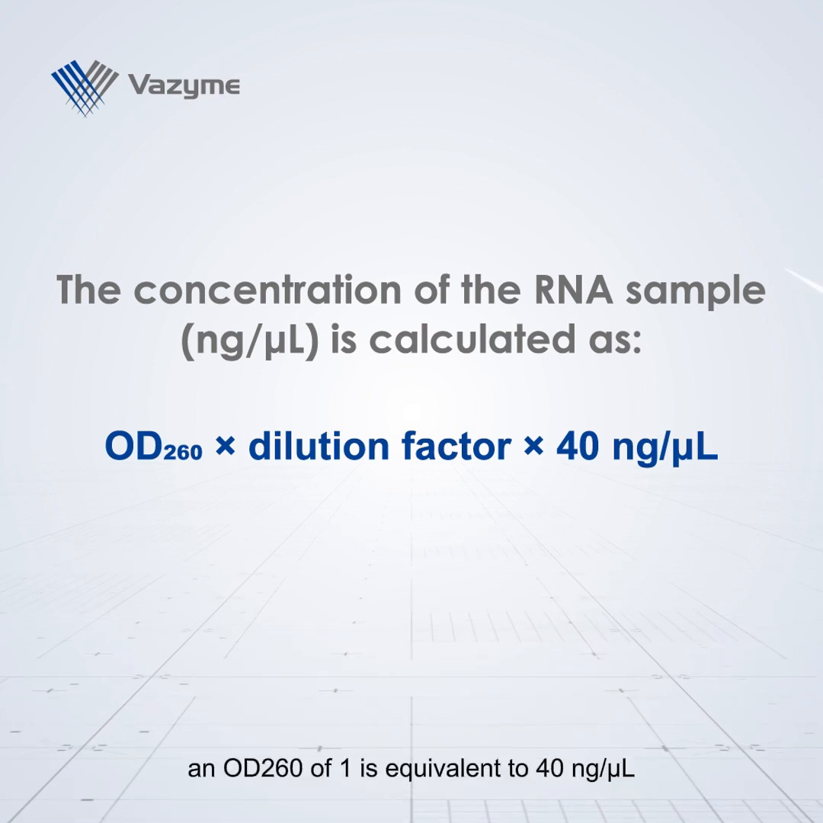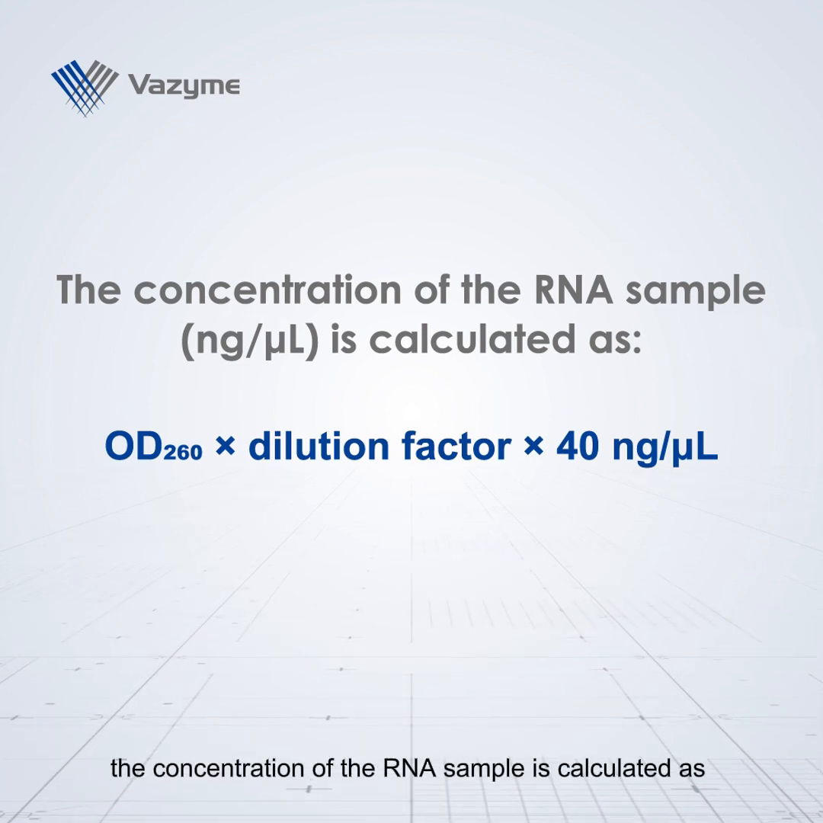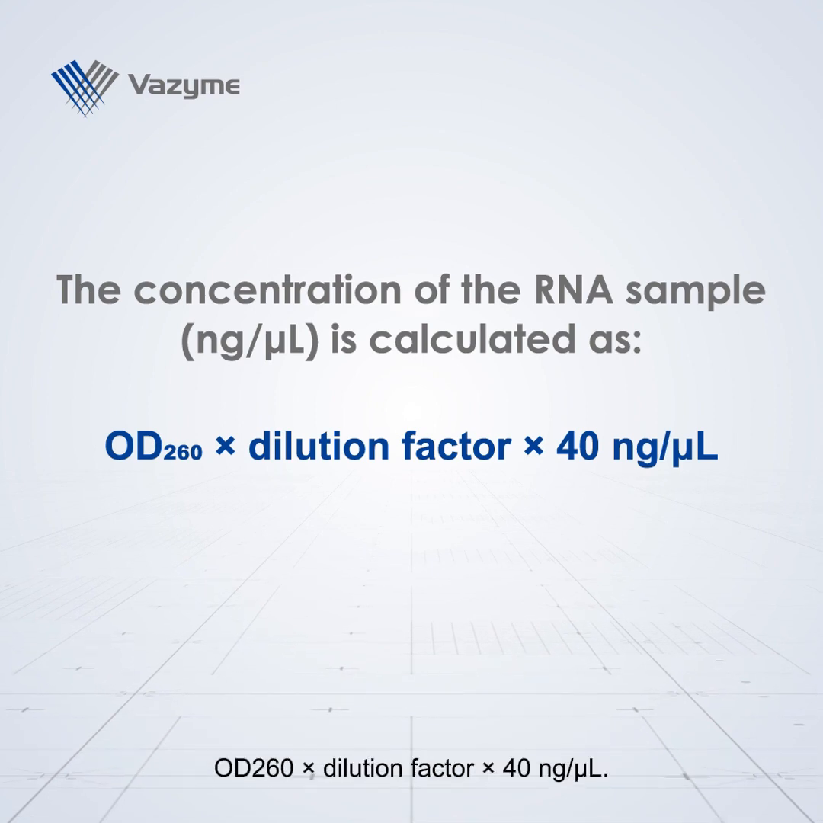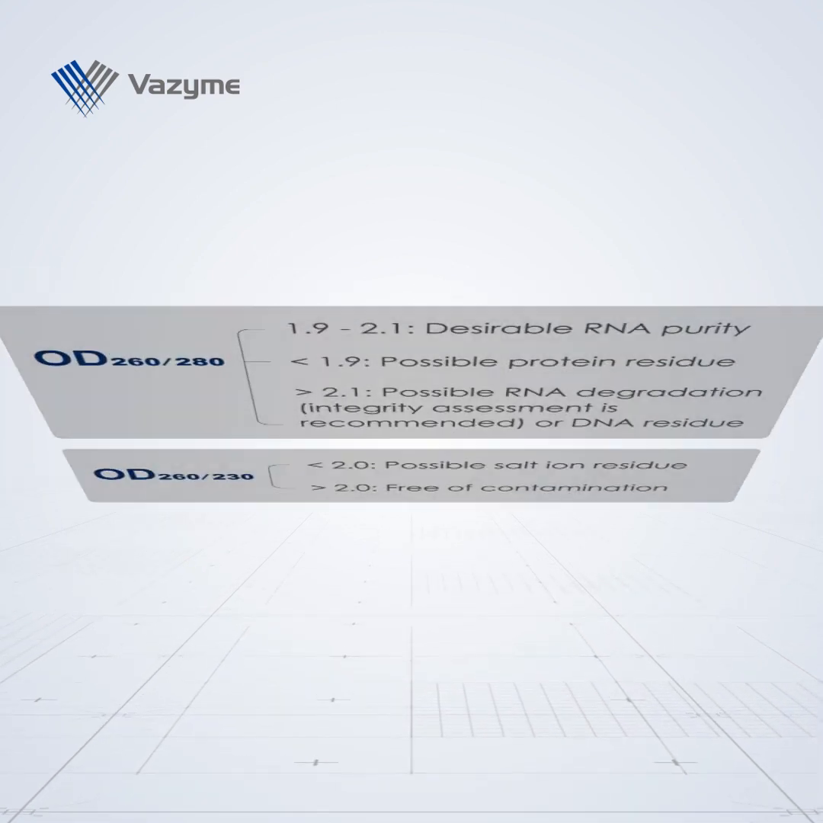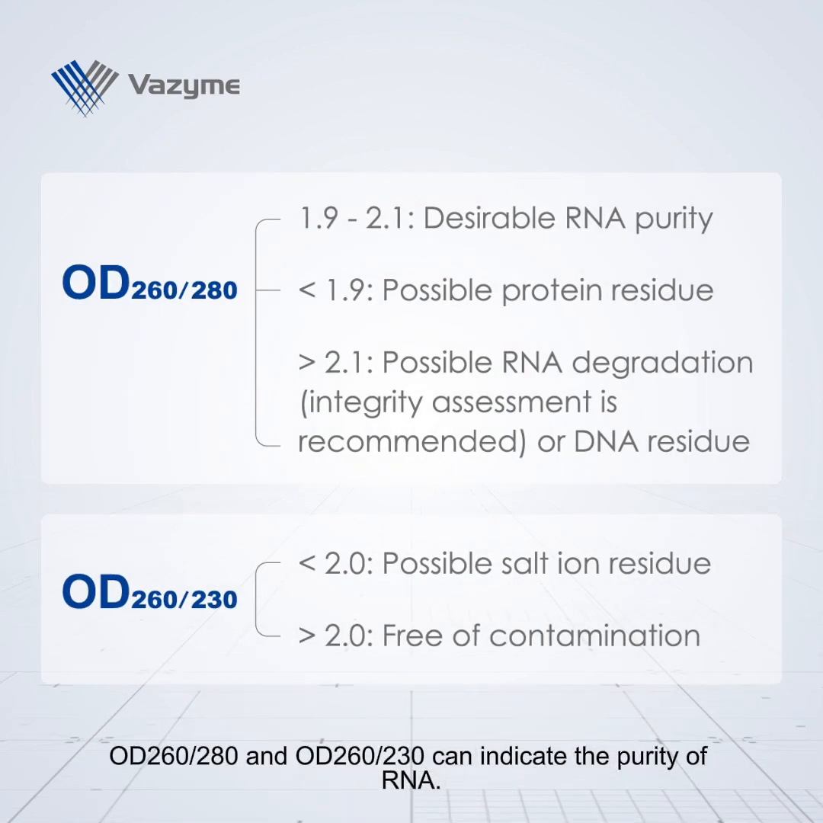In general, an OD260 of 1 is equivalent to 40 nanograms per microliter of single-stranded RNA. Hence, the concentration of the RNA sample is calculated as OD260 times dilution factor times 40 nanograms per microliter. In addition to the concentration of RNA, OD260/280 and OD260/230 can indicate the purity of RNA.